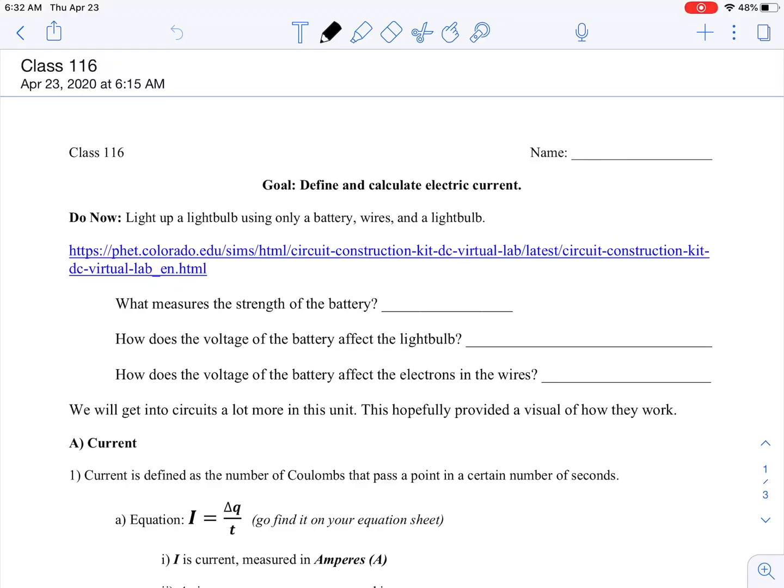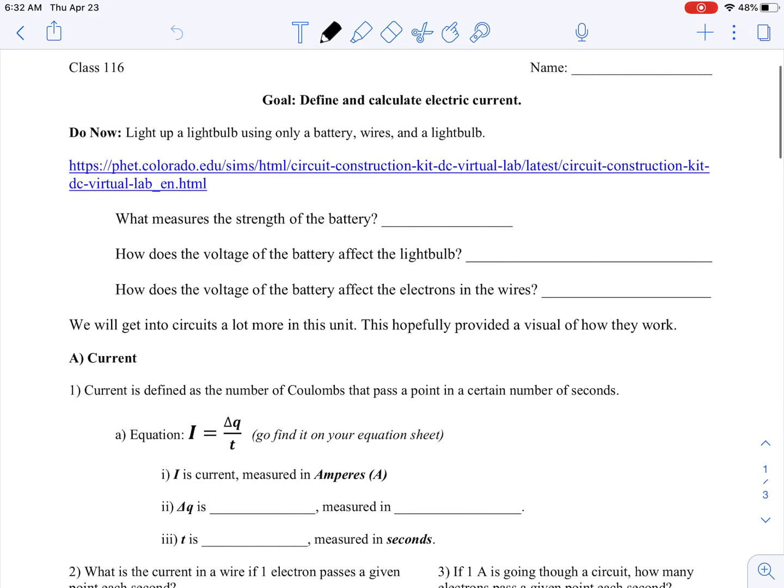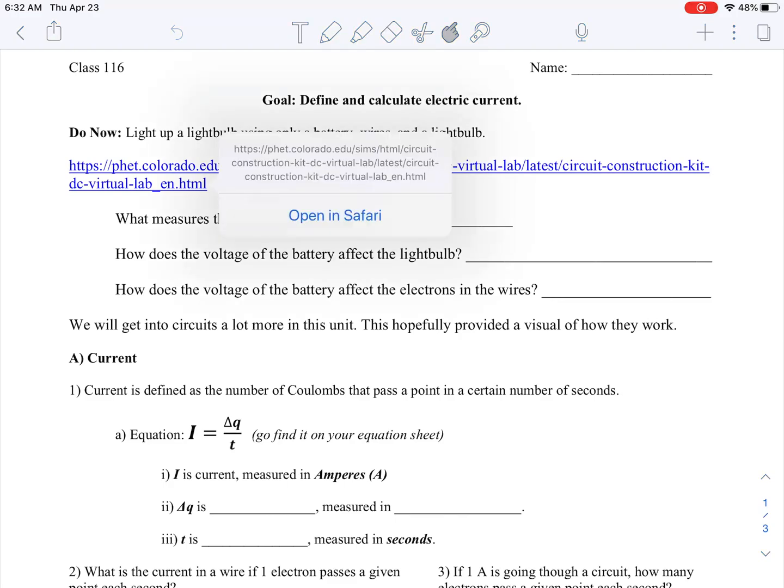We're going to start talking about circuits today. It's pretty closely related to the last topic we were talking about with voltage and potential difference. First, we're going to start by just looking at a circuit using the simulation. So what I want you to do is open up the simulation here, and I want you to light a light bulb using only a battery, wires, and a light bulb. So let's check it out.